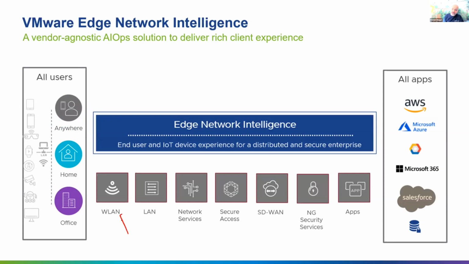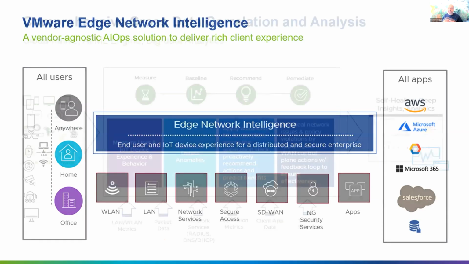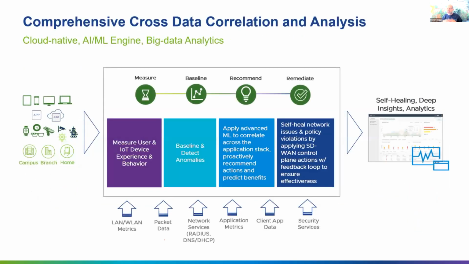So it can tap into your wireless LAN, your LAN network services, IoT devices, applications, and it can create a baseline out of it. It can measure on day one, and it can create a baseline. And then if there is any anomaly, or there is a peak in user traffic or in any of these services, then it can help you with remediation techniques, can recommend you.